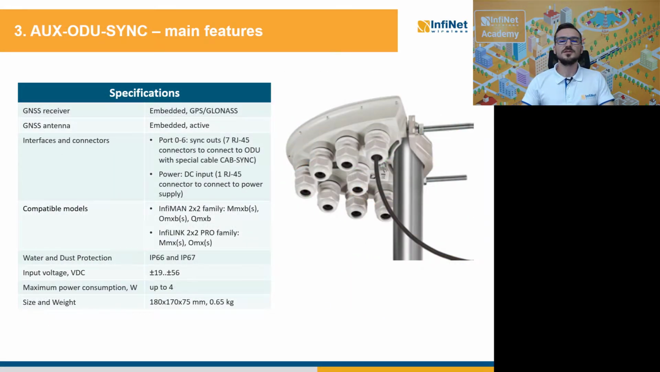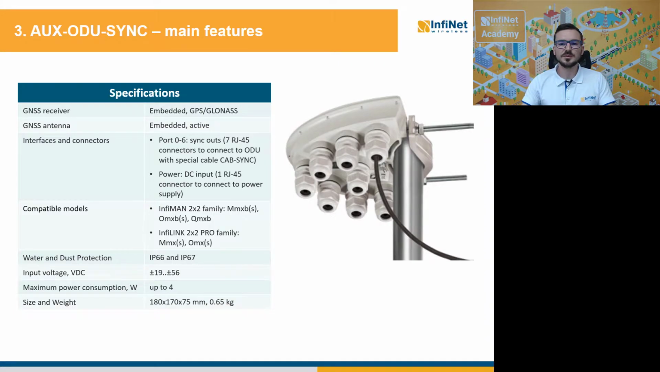Now let's have a closer look at the specifications of our GPS synchronization device. It has an embedded GPS GLONASS receiver and an active antenna. It has 8 ports. One is used for the power supply and the other 7 for the connections with the radio devices. It is compatible only with the H08 devices, so with the MMXB, OMXB and QMXB base stations, and the Infilink 2x2 Pro family.